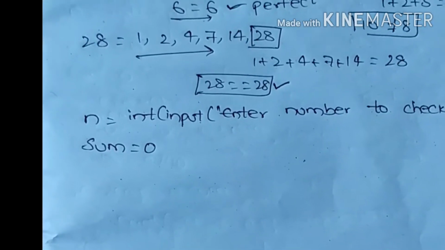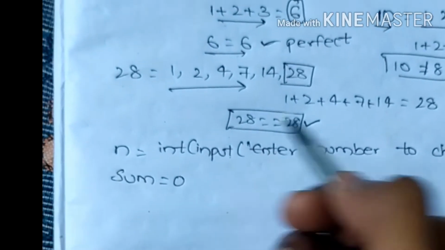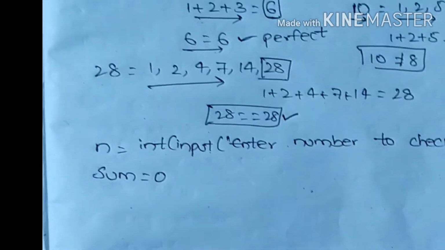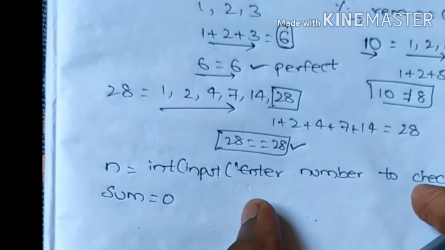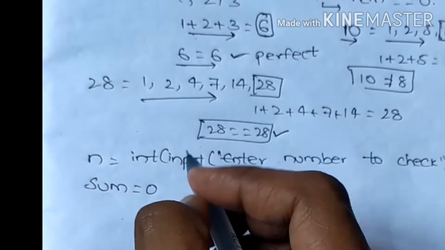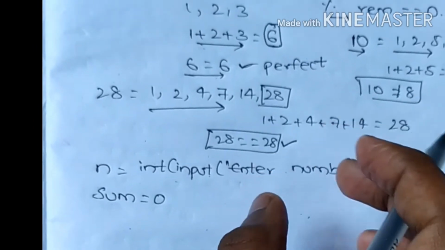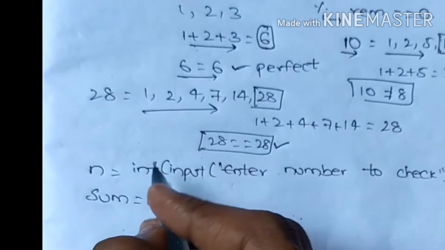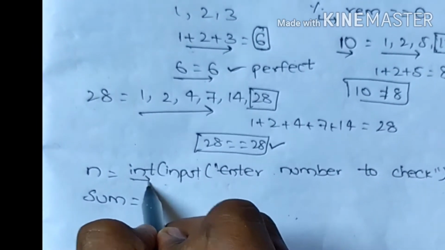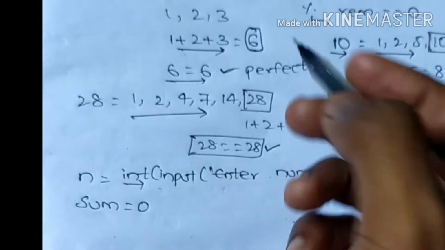Coming to the point of coding, here we have given n equal to int input enter number to check. So this line will be shown to the user and the user enters the number. We have given here input, so it will be treated as a string. From string we have to convert it into integer, right? That's why here we mentioned int.